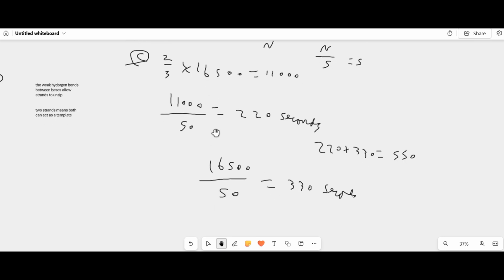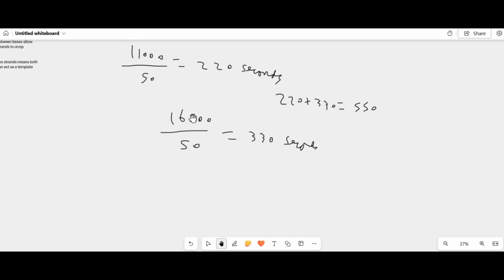So that got done. Then it started the second one. The second one isn't split, it's just the full 16500 divided by 50. Alright, cool. So that's it, 550 seconds. So that's C. Alright, cool. Question 8A.